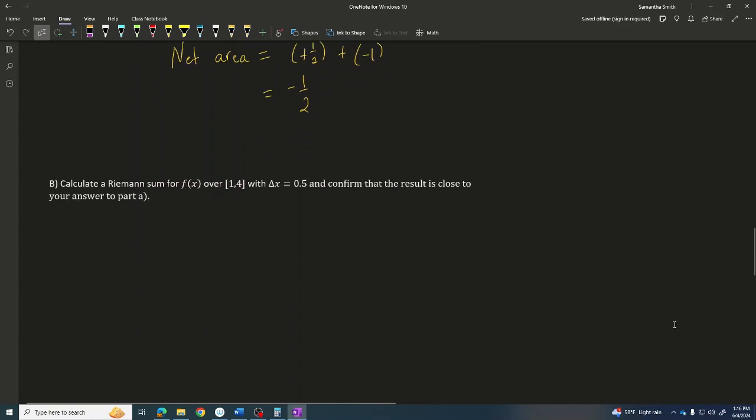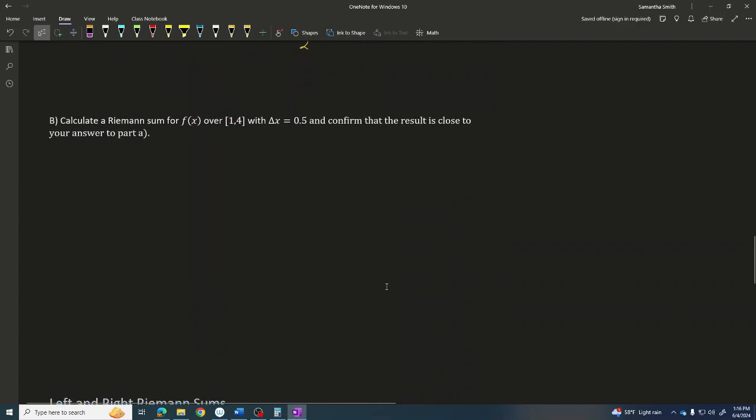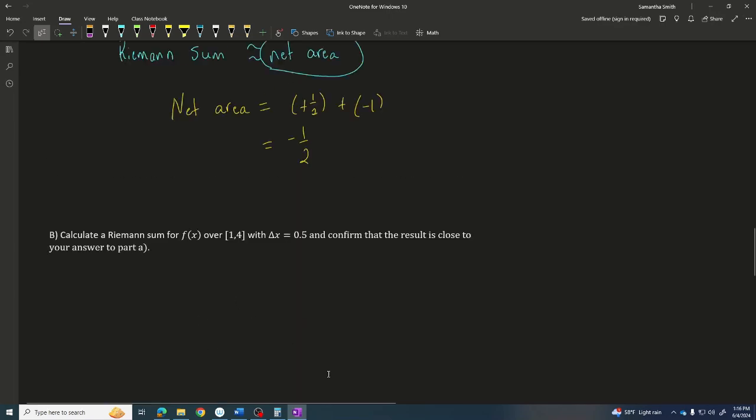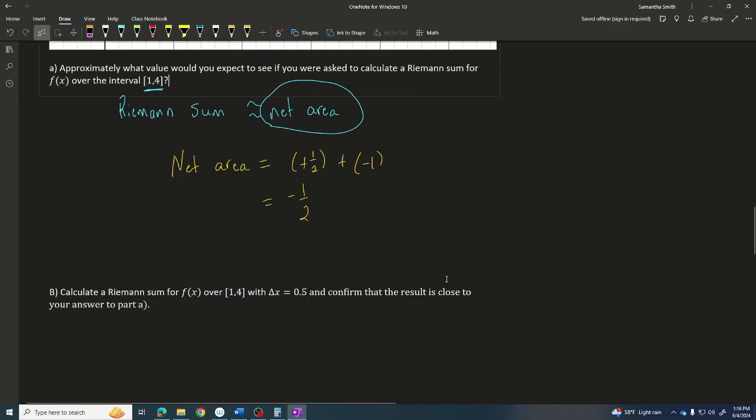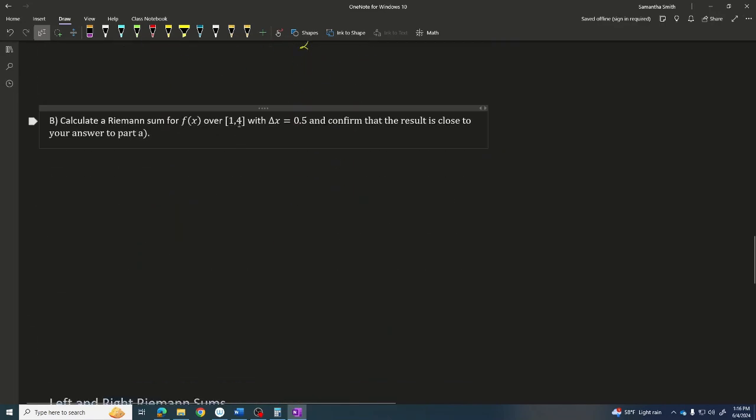Let's demonstrate that idea in part B of this same exercise. We are asked to actually calculate a Riemann sum for this function over this interval from 1 to 4. And they say please use a delta x of 0.5, and confirm that the result that you get is close to your answer in part A.